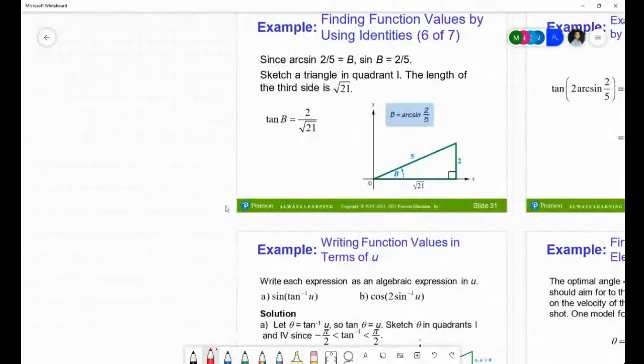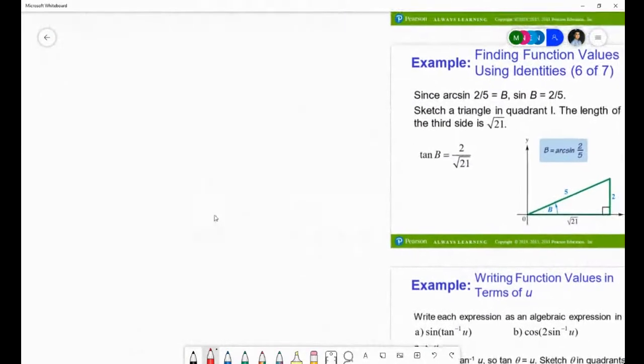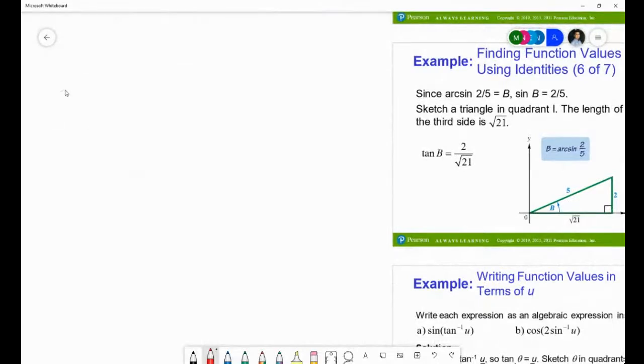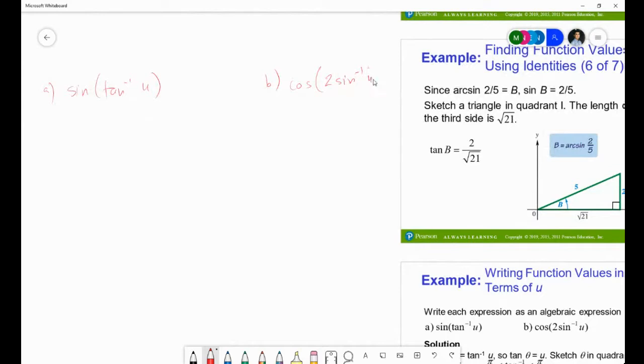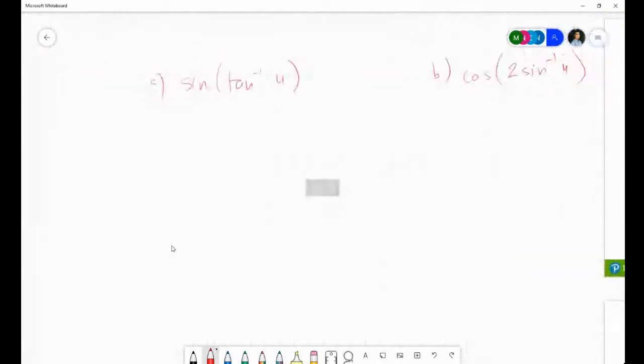All right, here are the next two. Sine of tangent inverse of u. So now this time you don't get to know what the angle is, or even the sides. Everything has to be in terms of u now. So how do we do that? Well, we do it just exactly as we've been doing before.